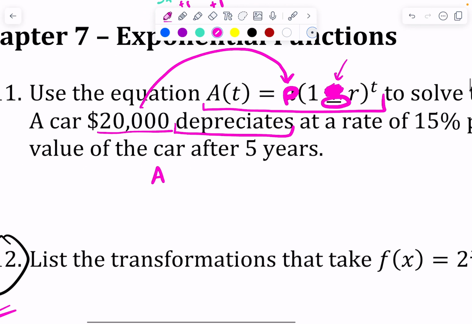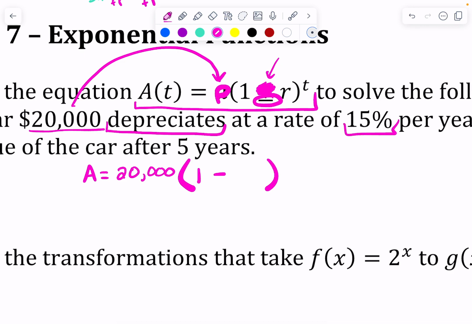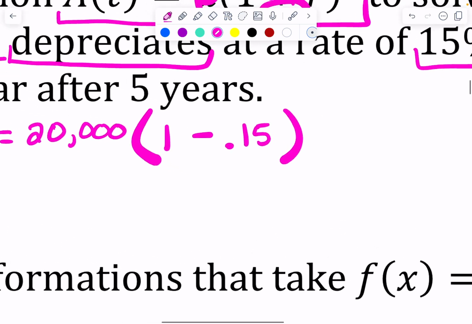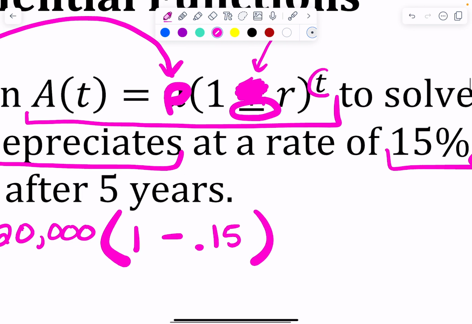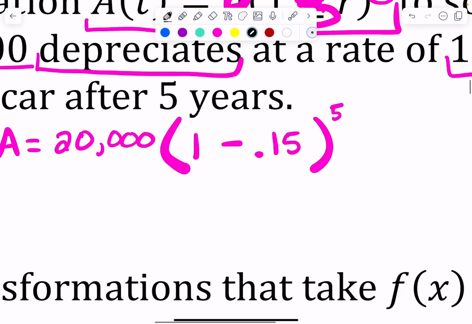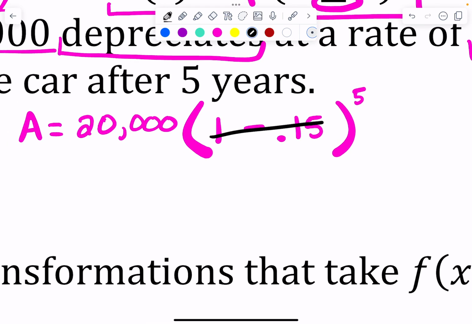So I'm going to say my after amount equals 20,000 in this first spot. And then I have 1 minus my rate. The rate is 15%, which as a decimal is 0.15. Make sure you put it in as 0.15. Per year, find the value of the car after 5 years. So I'm just going to plug that in for T. And to make life a little easier, 1 minus 0.15 is 0.85. It's just less to type into your calculator, so you should be able to type that in all in one shot.